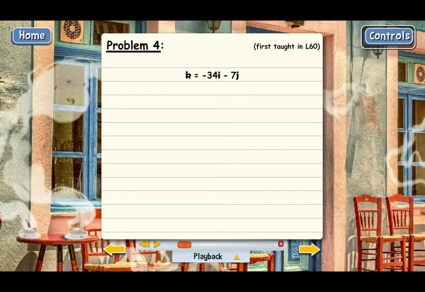And if you remember, in order to solve for a vector's magnitude, there's a formula we can use, and it says that the magnitude is equal to the square root of the x component squared plus the y component squared. So the magnitude of vector k would be equal to the square root of -34 squared plus -7 squared.